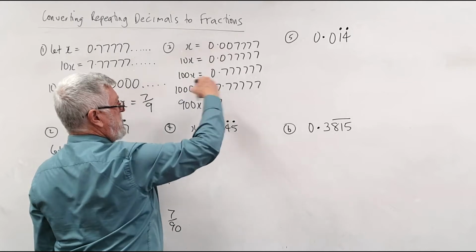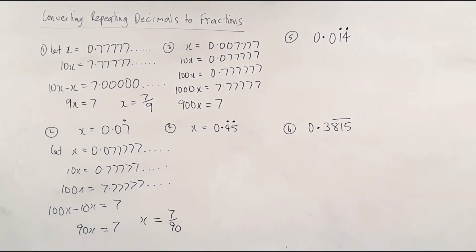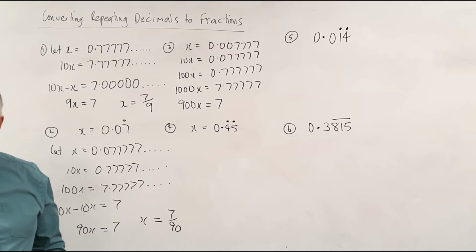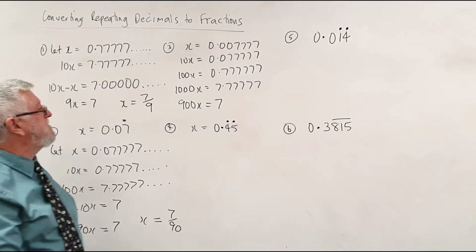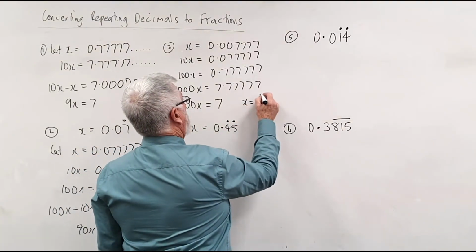So is it an advantage to write that down every time? If someone's really struggling with it, when you want a method, there's a method that I reckon is best, till I do a few more. Answer is? 7 over 900.